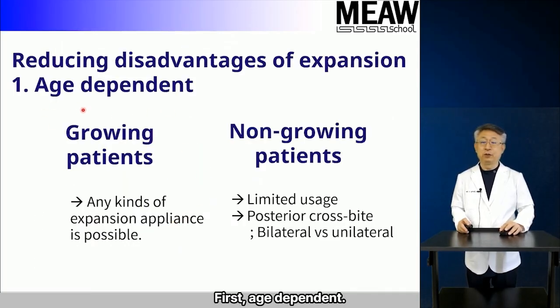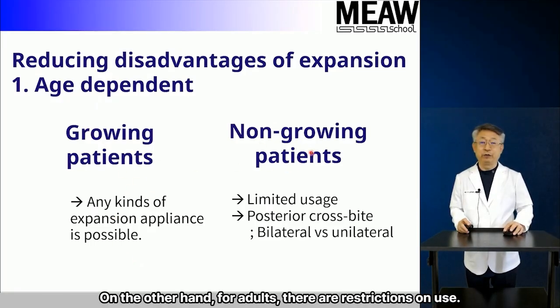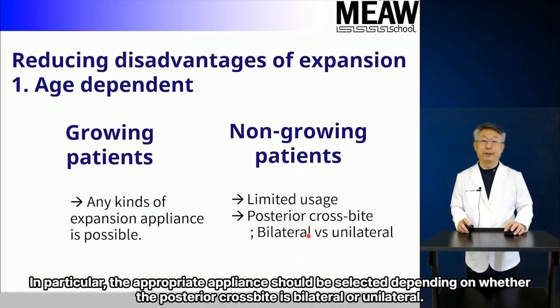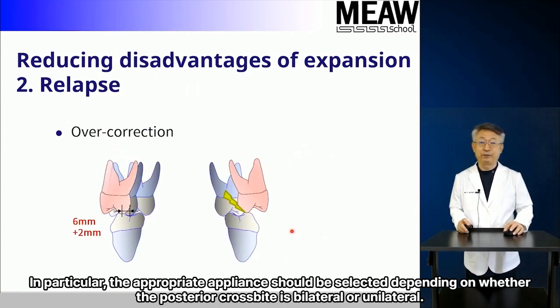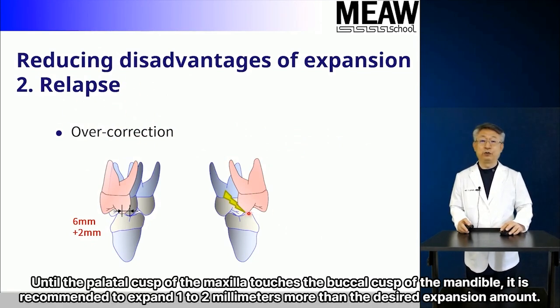First, age-dependent. During the period of growth, any kind of expansion appliance is possible. On the other hand, for adults, there are restrictions on use. In particular, the appropriate appliance should be selected depending on whether the posterior crossbite is bilateral or unilateral. Second is relapse. It must be overcorrected to compensate for relapse. Until the palatal cusp of the maxilla touches the buccal cusp of the mandible, it is recommended to expand 1 to 2 millimeters more than the desired expansion amount.